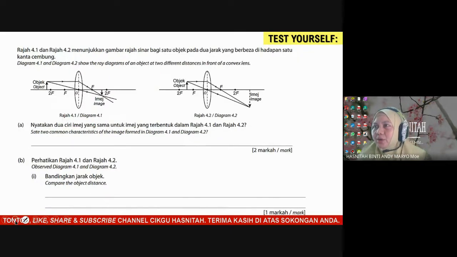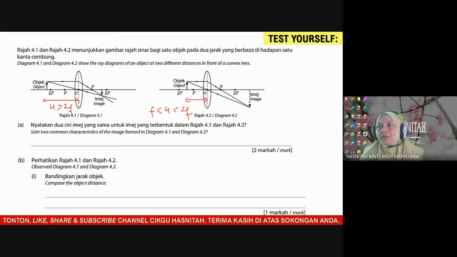Now let's check the structure question. You are given diagrams 4.1 and 4.2, both showing convex lenses, and they show an object at 2 different distances. This is the distance of the object in the first diagram, where u is greater than 2f. While for this one, where is the object? It is placed between f and 2f. So u is between f and 2f, f less than u less than 2f.